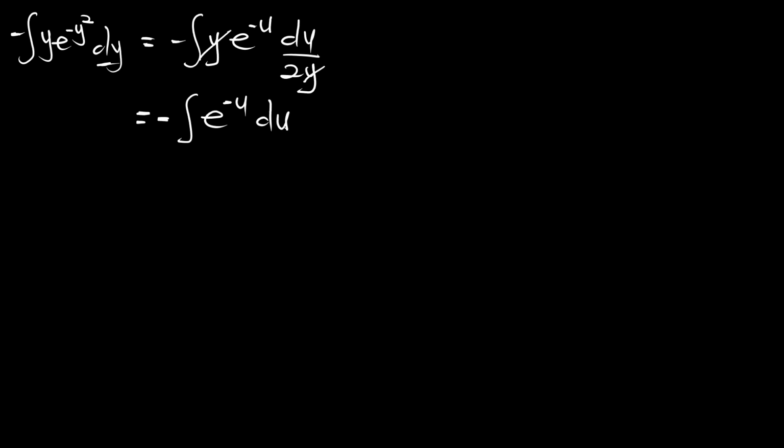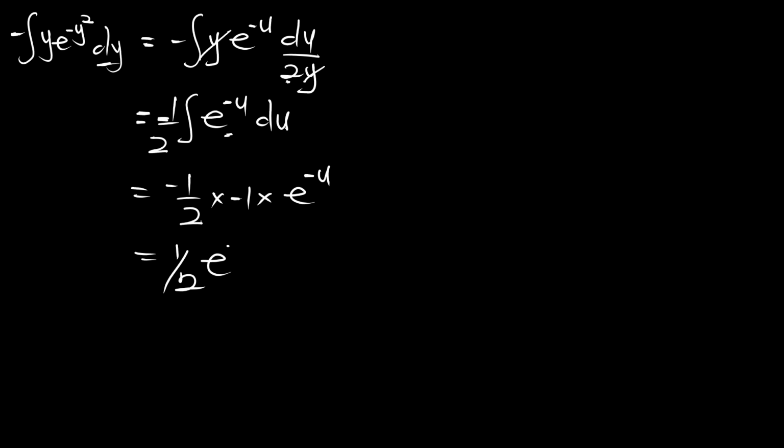Are you okay? We have this 2 also, so I'll bring it out as 1 over 2. This is going to be negative 1 over 2. If you integrate this, you are going to get itself again. Are we good? So it is going to be negative 1 multiplying itself, which is going to give us a positive half e^(negative u). So this is the integral from the left hand side.